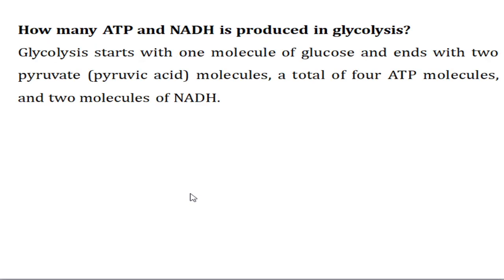Next is how many ATP and NADH are produced in glycolysis. Glycolysis, as you all know, starts with one molecule of glucose, which produces 2 molecules of pyruvate. The total amount of ATP is 4 ATPs, and 2 molecules of NADH are consumed to convert the glucose to pyruvate.